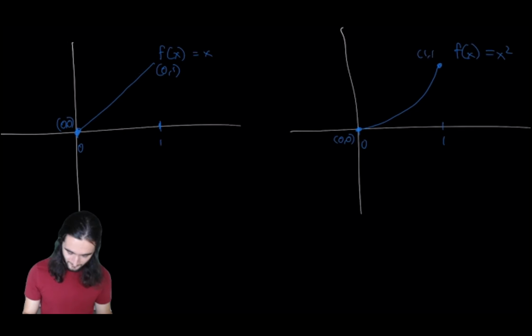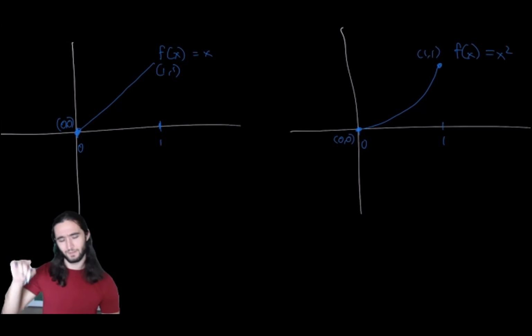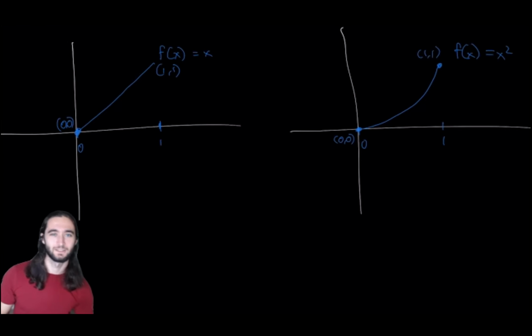You plug in 1, you get 1. I said the wrong thing. I said 0, 1. Of course, I meant to say 1, 1. You plug in 1, you get 1 in both of those functions. So they both go between the point 0, 0 and 1, 1. But one of them goes in a straight line and the other one goes in a nice little curve.